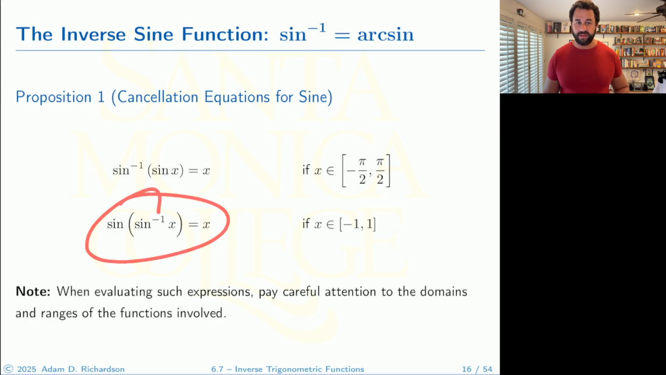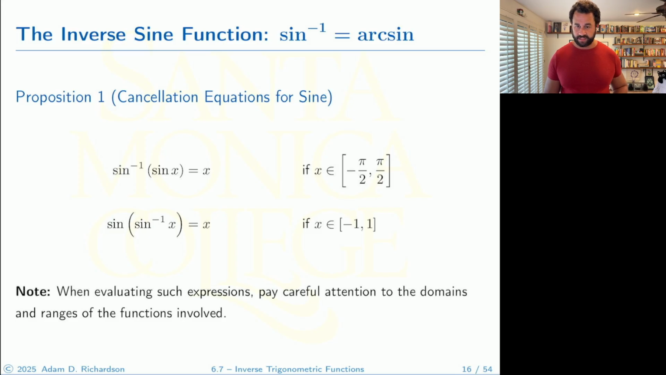So now we're doing the other cancellation equation. We're doing sine inverse of x and then applying sine after that, and so it's going to cancel out. But this is only true when x is in the interval negative 1 to 1. And again, that's because the inverse sine function is defined on negative 1 to 1. So pay careful attention to the domains and ranges.